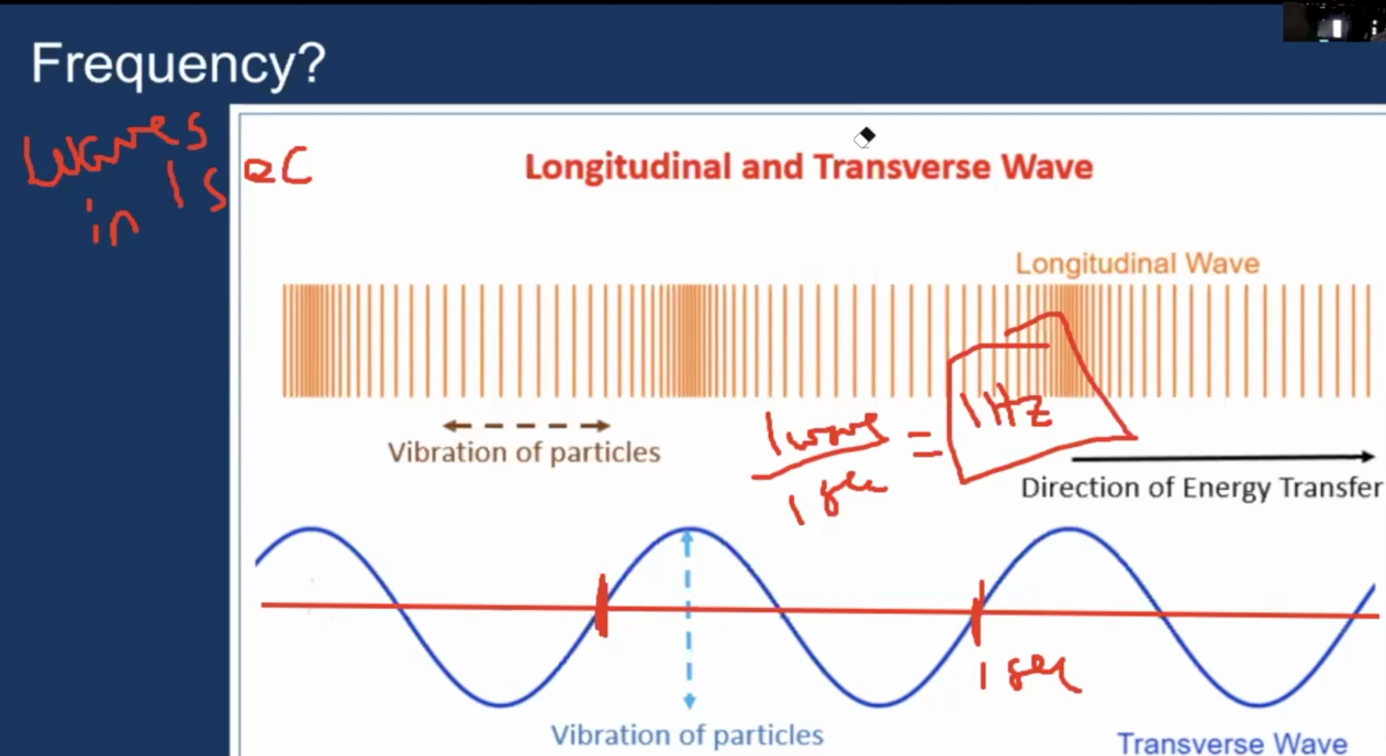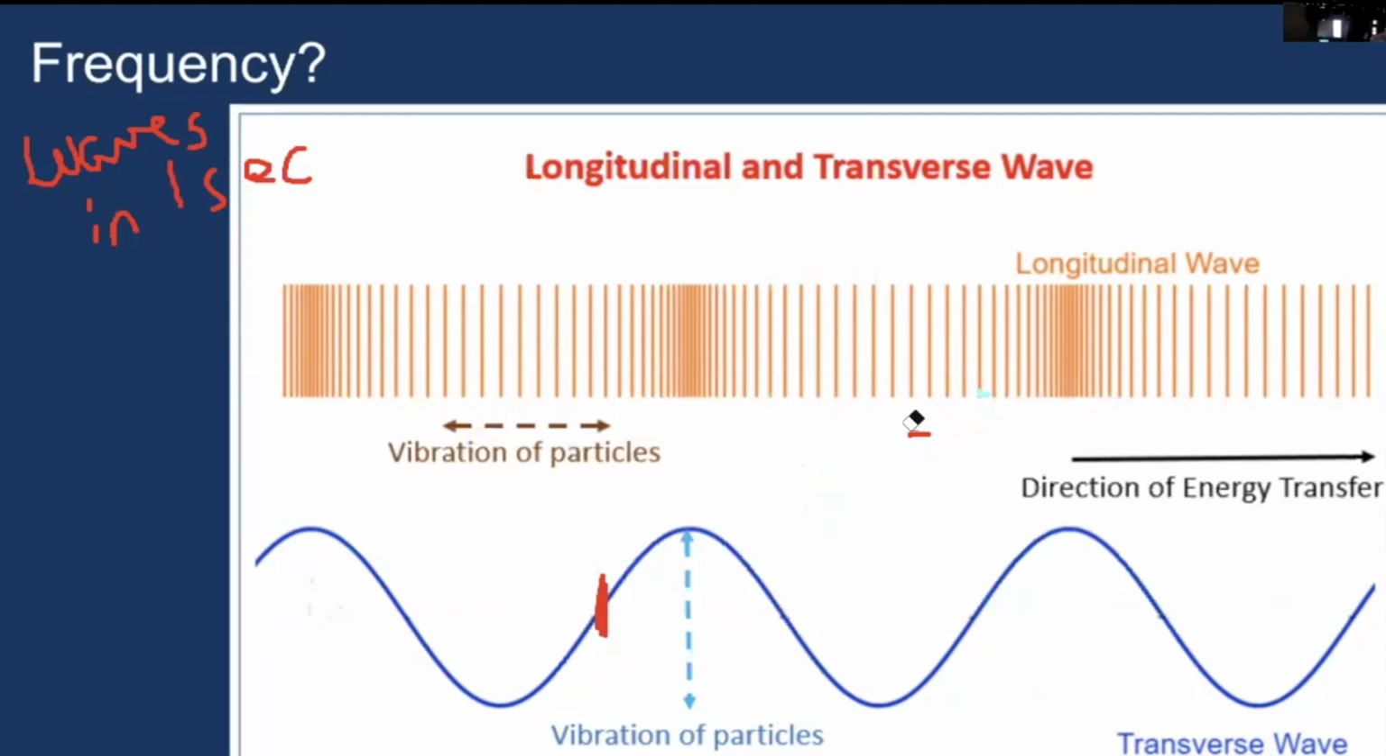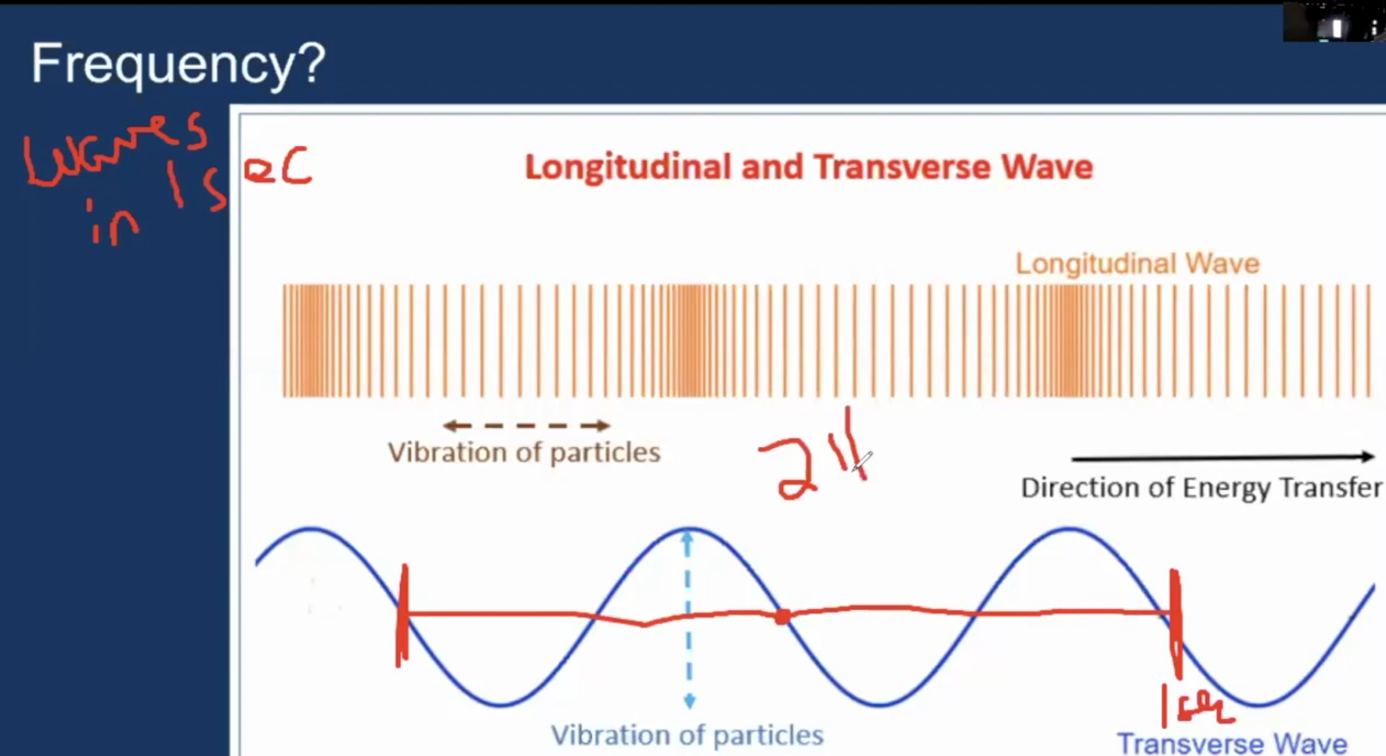Okay, so let's reset this a little bit. Actually, let's reset the whole thing here. If I start here and I go all the way to here, how many waves do I have in 1 second? So this is 1 second. How many waves do I have? I have 1 wave. I have 2 waves. So this one would be 2 hertz, because in 1 second, I have more waves. So frequency is waves in 1 second.